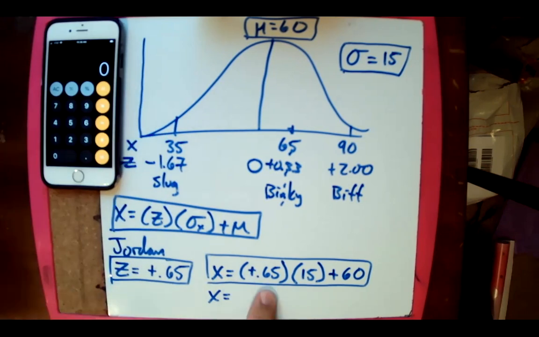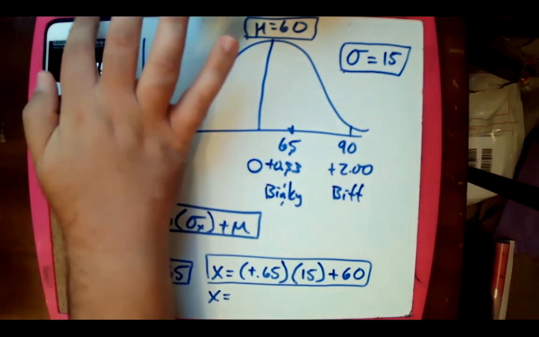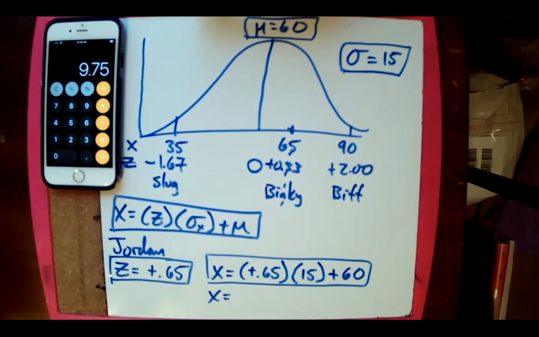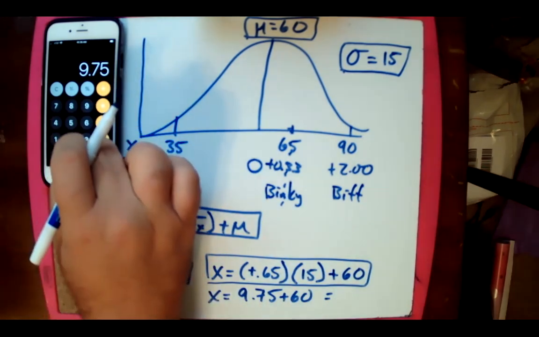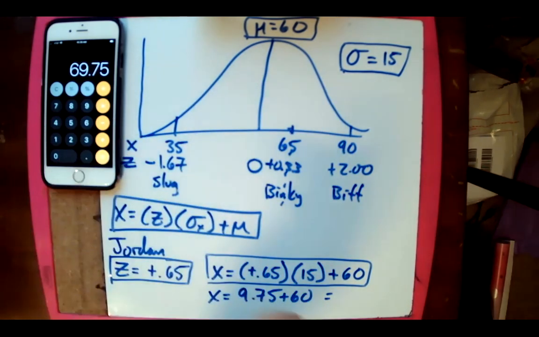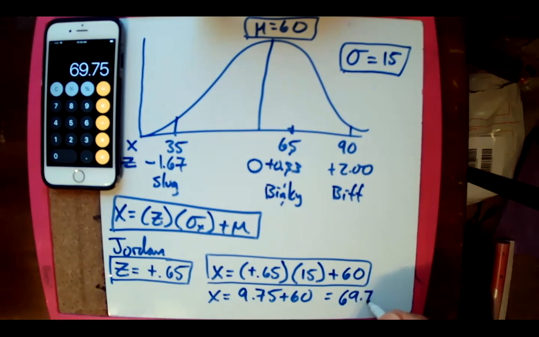Okay, so let's start here. Let's do this multiplication, these parentheses first. So we've got 0.65 multiplied by 15 equals 9.75, right? So we get 9.75 plus 60. So we'll do plus the average score of 60 equals 69.75. All right. So on a 100-point scale, you get a score of 69.75. And your z-score is 0.65.